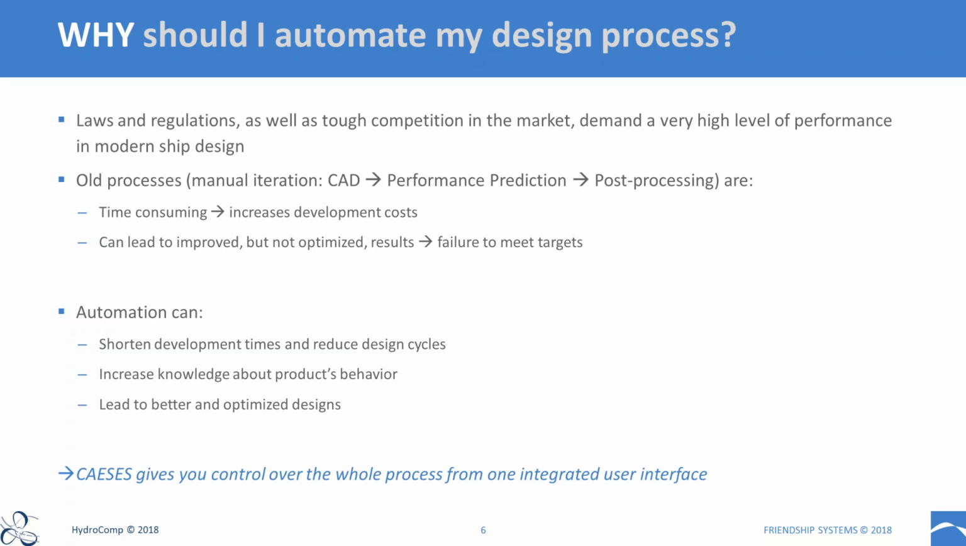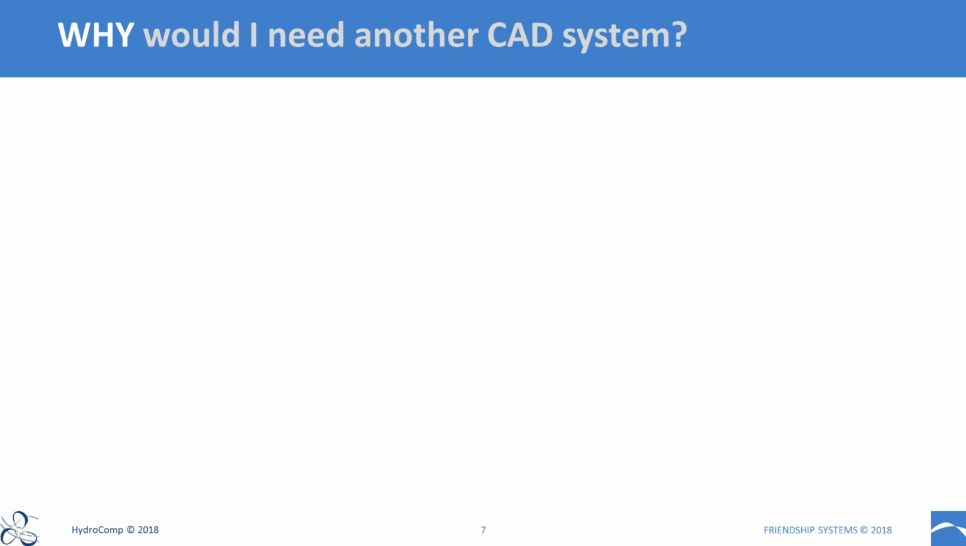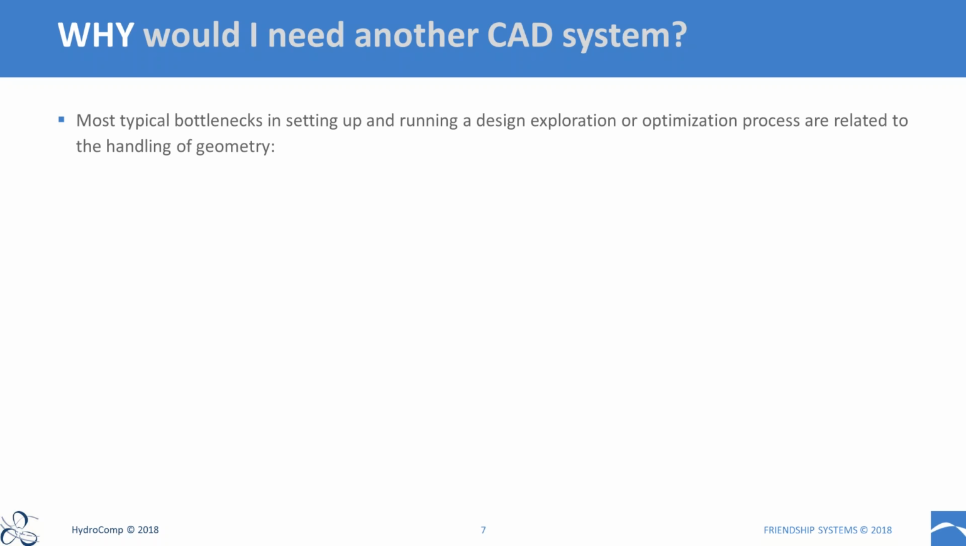And one of the goals of CAESES is to give you a control over this complete process, over this automated process from one integrated user interface. Another point is, I mentioned, an important component of CAESES is the CAD modeling part. So the question might be, why do I need another CAD system? Maybe you already have some CAD system for line design and so on. And actually, from our experience, we can say that most of the bottlenecks that we encounter when people are trying to run a design exploration or optimization process are related to the handling of the geometry.